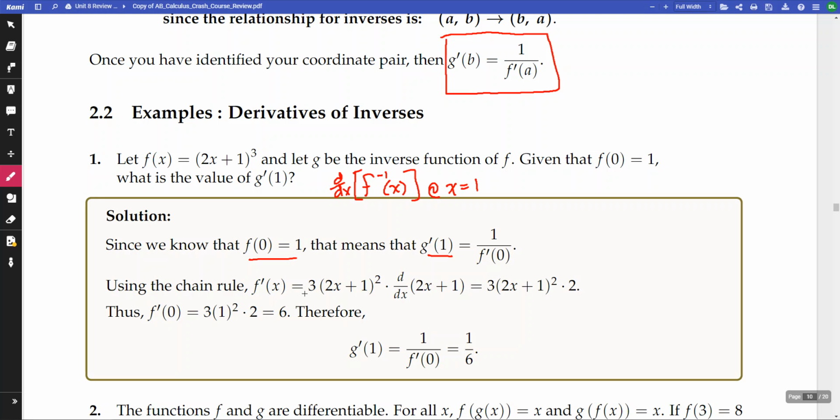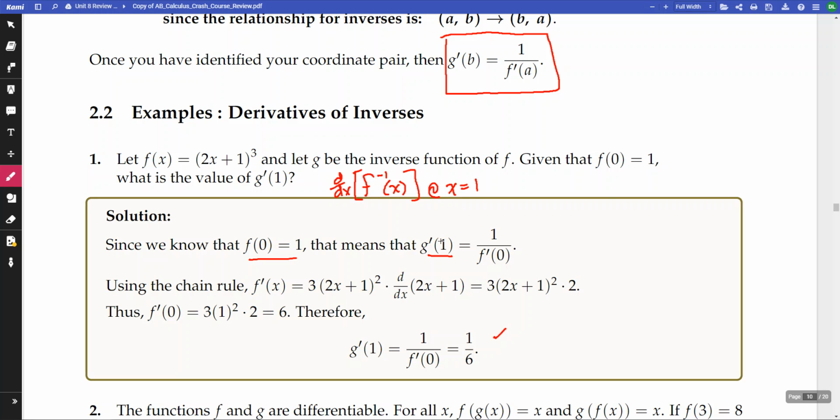So using the chain rule, f prime of x is going to be 3 times (2x plus 1) to the second power times the derivative of 2x plus 1, which is really just 3 times (2x plus 1) to the second power times 2. So if I substitute in 0, that's going to be 3 times 1 squared times 2, which is 6. So g prime of 1, which is 1 over f prime of 0, is 1/6.